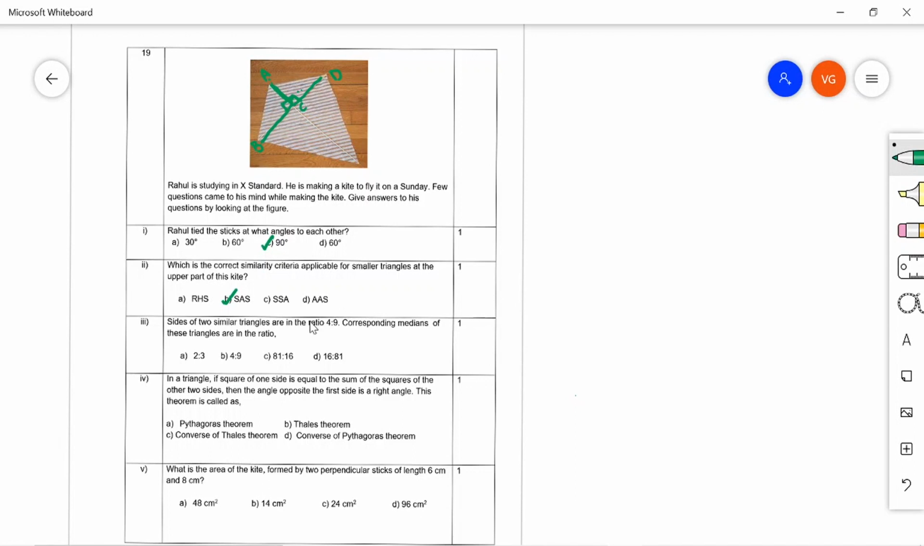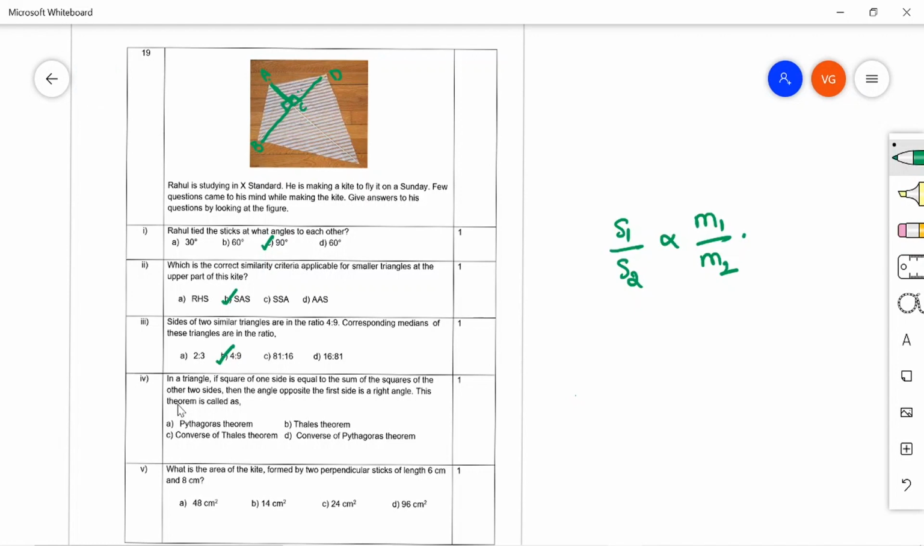Question number 3. Sides of two similar triangles are in the ratio 4:9. Then the corresponding medians of these triangles are in the ratio? So side 1 by side 2 is directly proportional to median 1 by median 2. So if it is 4:9, then the ratio of medians is also equal to 4:9. So the corresponding medians are in the ratio 4:9 here, option B.